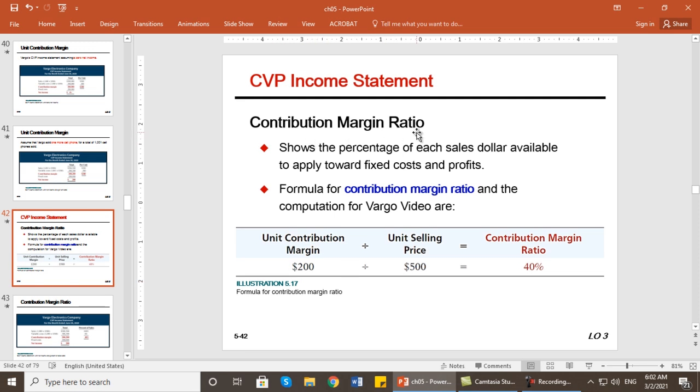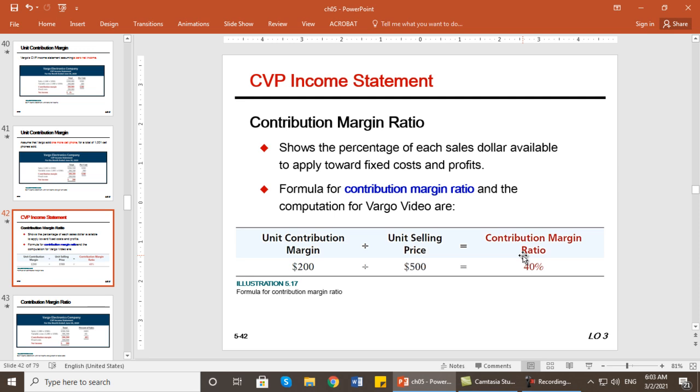Now, contribution margin ratio. We can show contribution margin as a ratio. It shows the percentage of each sales dollar available to apply towards fixed costs and profits. The formula for contribution margin ratio and the computation for a video are as you see: unit contribution margin divided by unit selling price equals contribution margin ratio. Unit contribution margin 200 divided by selling price 500 equals 40% contribution margin ratio.